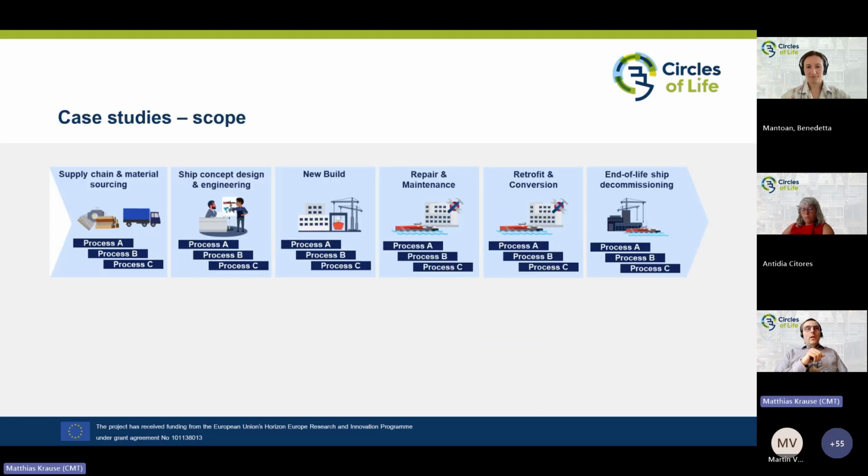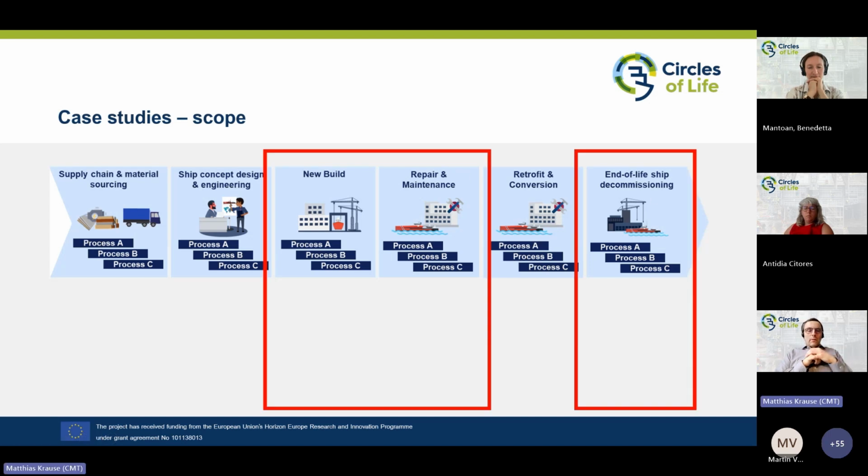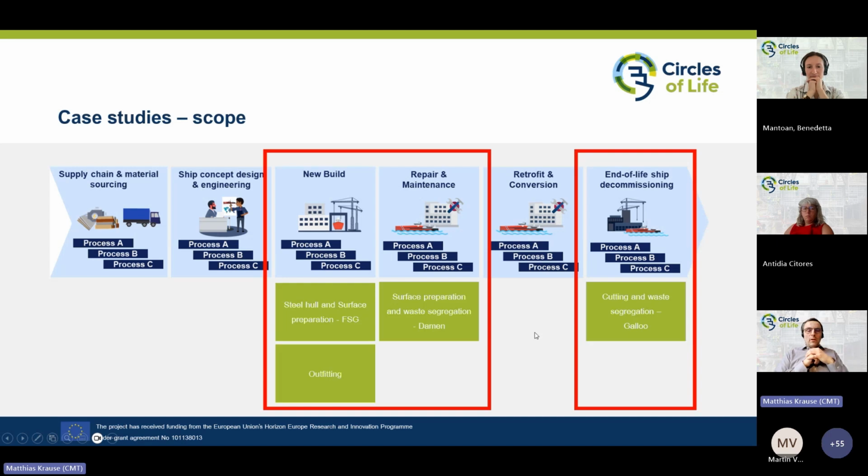So let's start. You have seen this picture before, with the scope of the case studies. The blue boxes here are representing all the life cycle phases of a ship except the ship operation. Please have a look at the highlighted parts now. Those are the 3 life cycle phases which we selected for the case studies. And the green boxes which appear now, they are representing the 4 case studies which we are performing. You can also read the addressed processes and the shipyards which are leading each of the case studies.